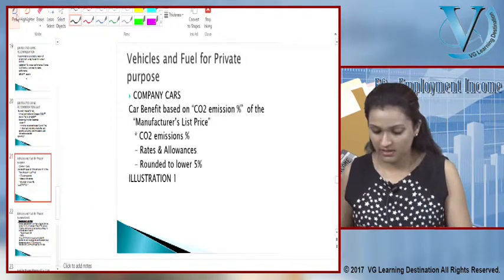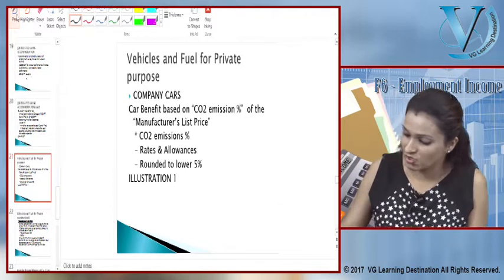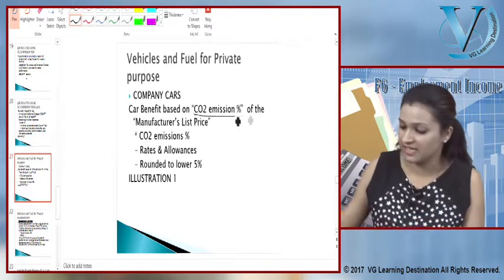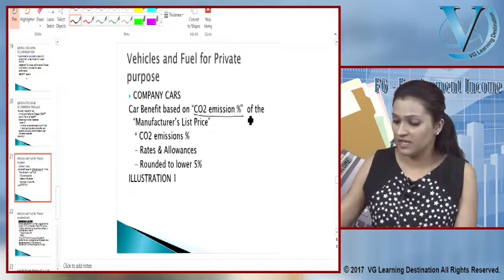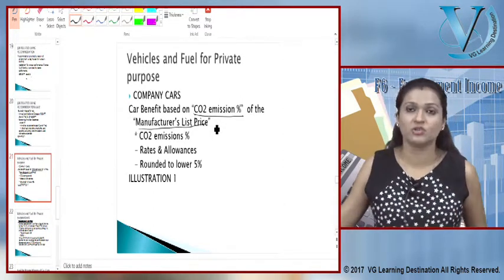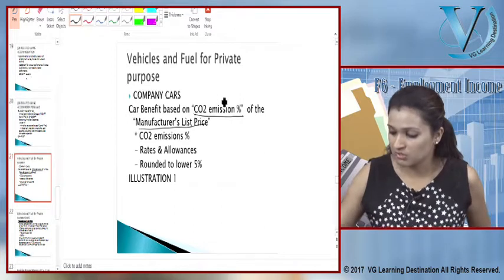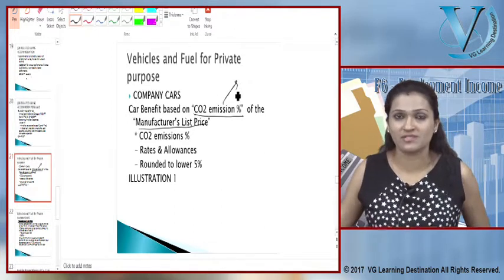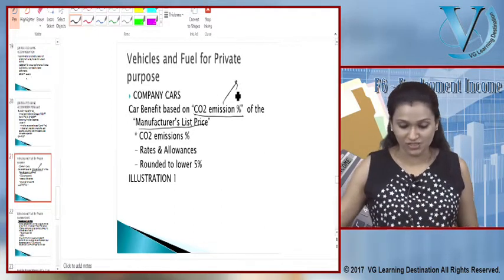Let me open up the pen. The benefit is going to be based on the CO2 emission percentage of the manufacturer's list price. So both would be given to you in the question. The CO2 emission percentage as well as the manufacturer's list price would be told to you in the question itself.